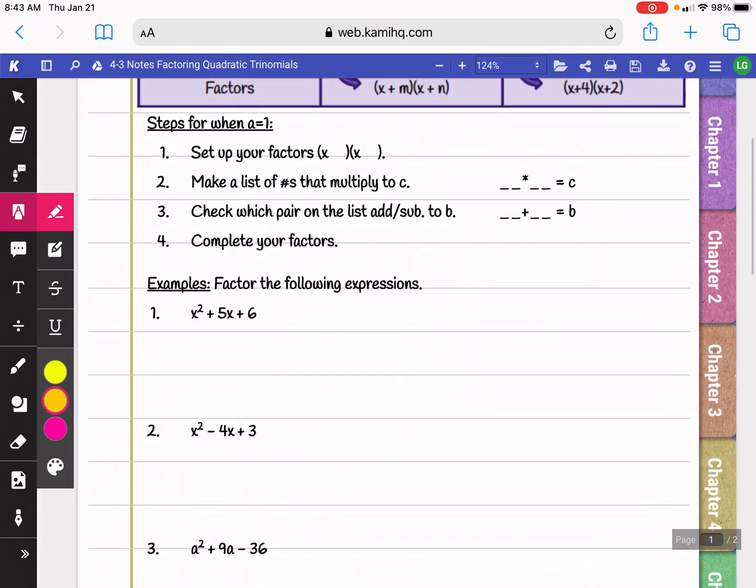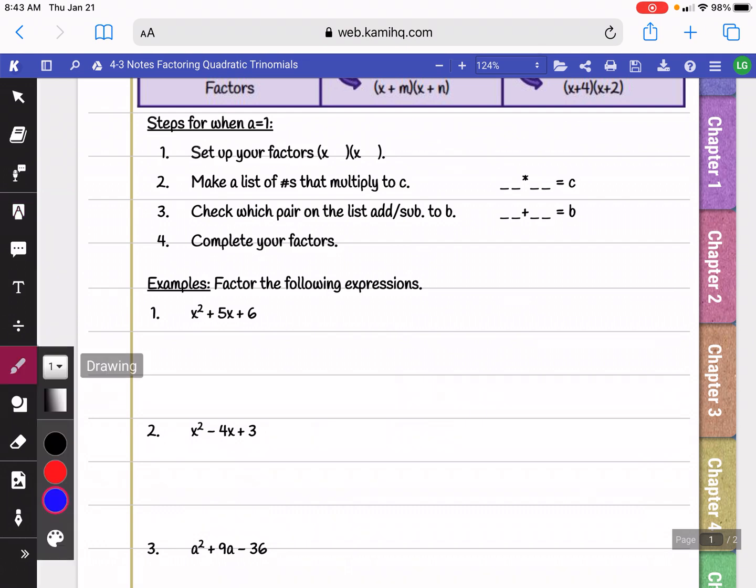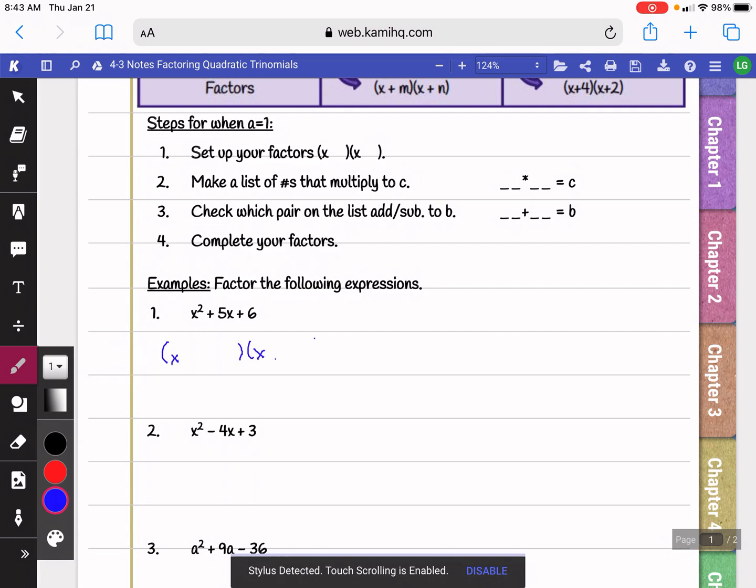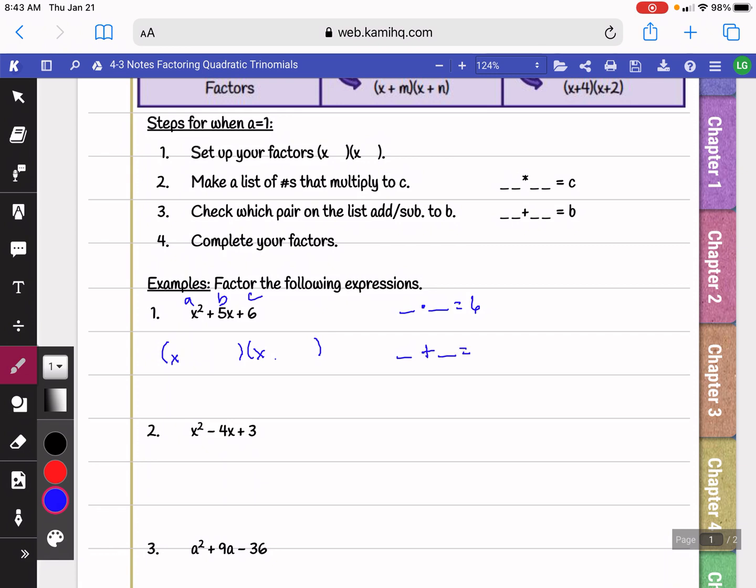So here we're going to factor x squared plus 5x plus 6. My first step, again, is to set up my factors beginning with x, because x times x would give me the x squared. From there, remember this is our a, b, and c. So we're figuring blank times blank equals our c value. Here our c is 6. And then blank plus blank equals our b value. Here our b value is 5. So always start with the c, then the b. The reason we start with the c is because then you're going to use that number to create a list of pairs that can multiply to give you that.